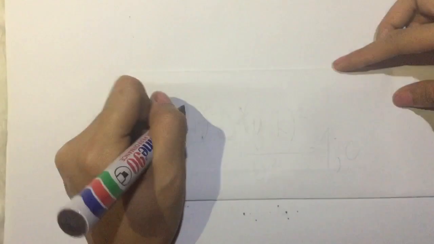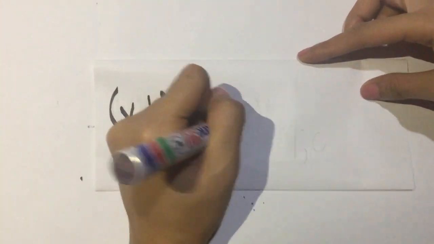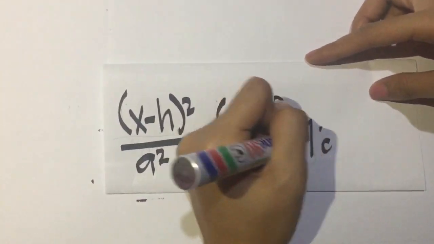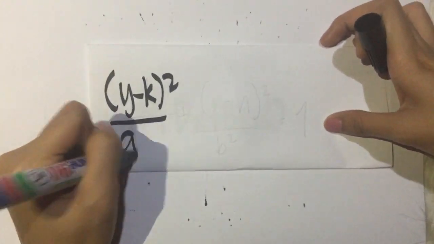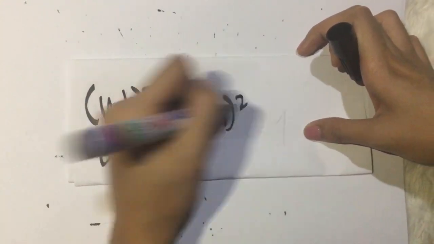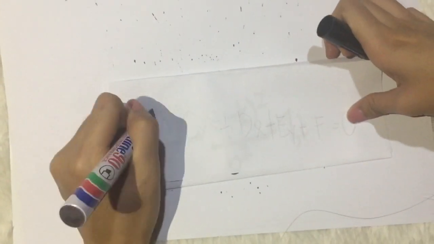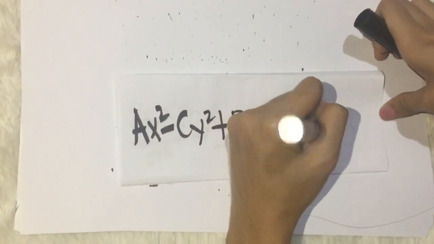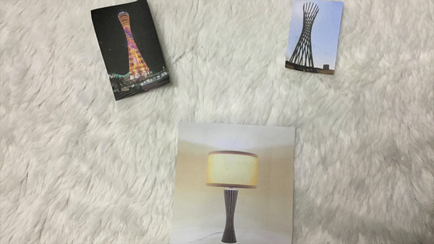These are the standard equations of hyperbola. For the horizontal axis, and for the vertical axis, and for the general formula would be, here are some examples of hyperbola.